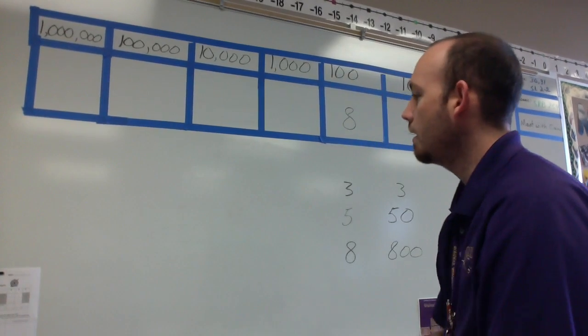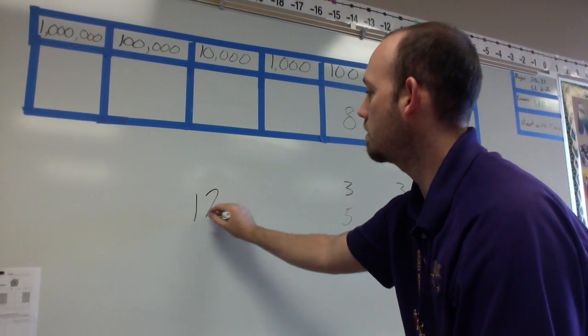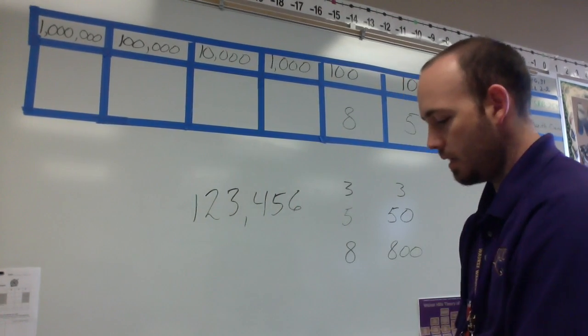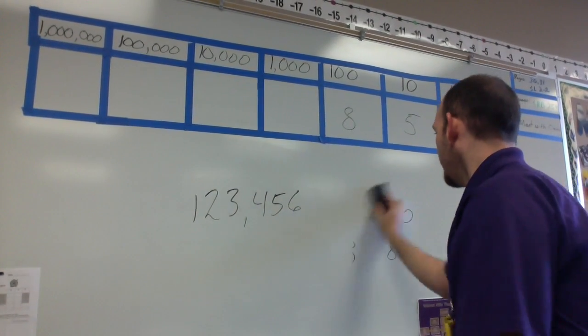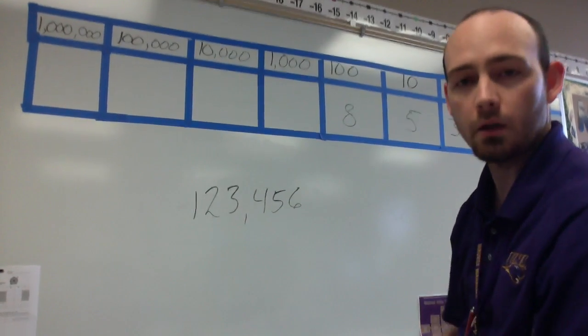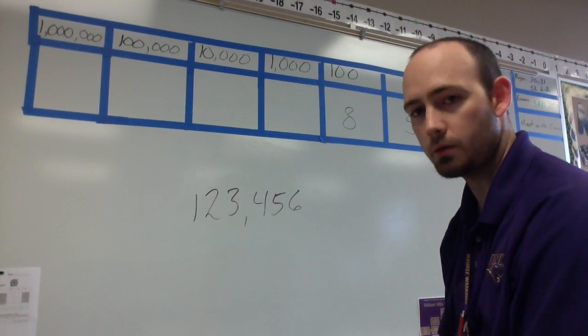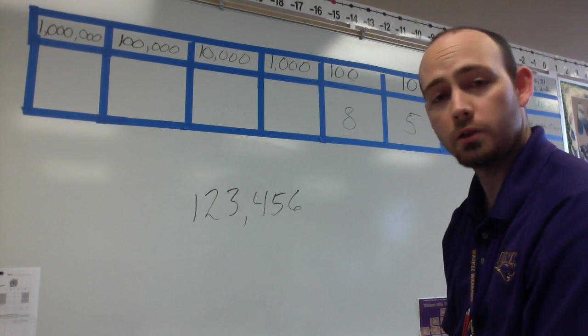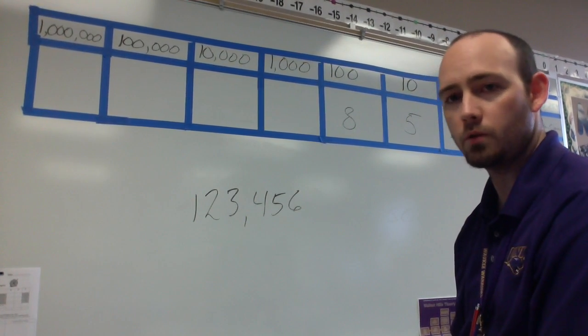Let's use the number 1, 2, 3, 4, 5, 6. Based on where I put those in the place values, we would actually say that number is 123,456. And what you're going to do is pause your video and tell me how much each of those numbers are worth.